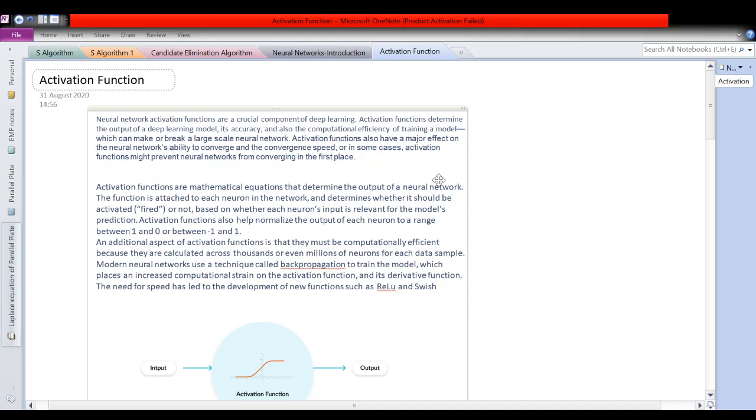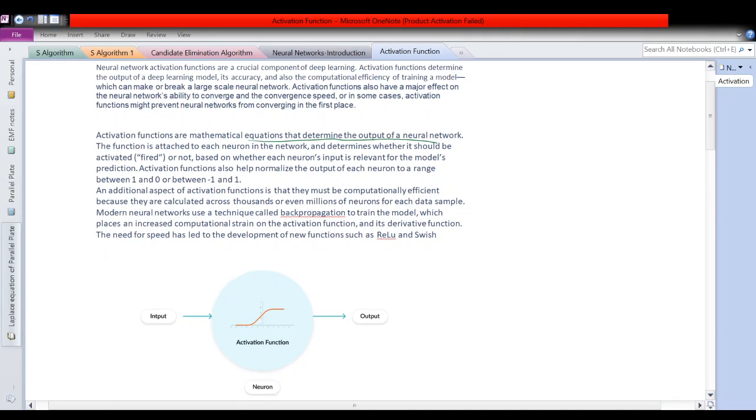If you see what an activation function is, it is a mathematical equation to determine the output. How do you determine the output? It is attached to the neuron. Can you see this? This activation function is attached to the neuron and determines whether this neuron should be activated, or in other words fired, or not, based upon the neuron's input that is relevant for the prediction.